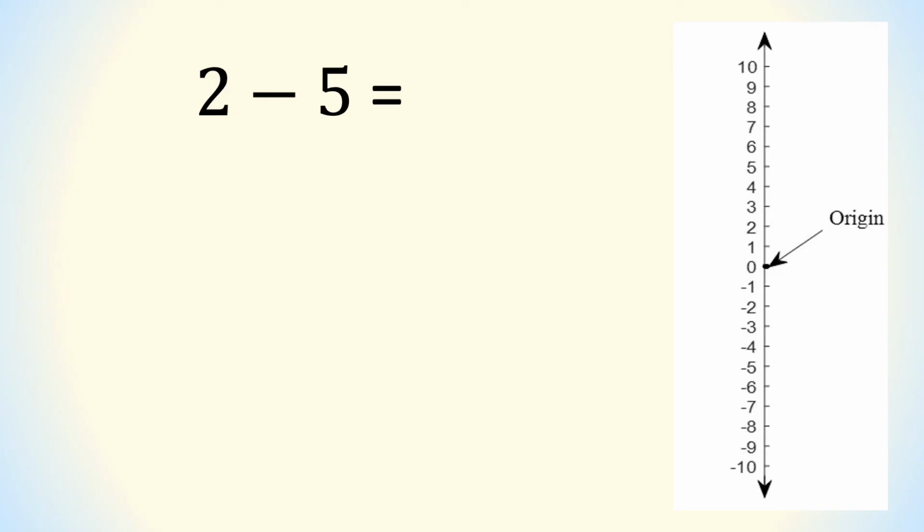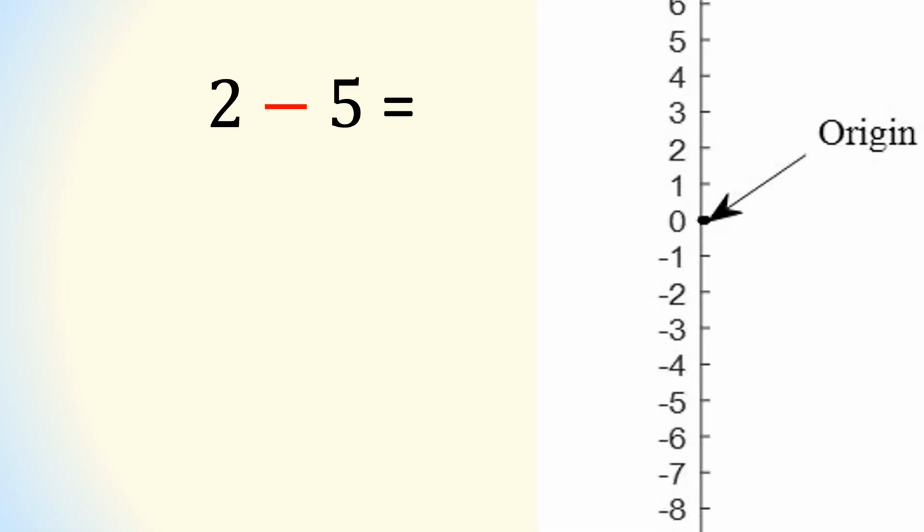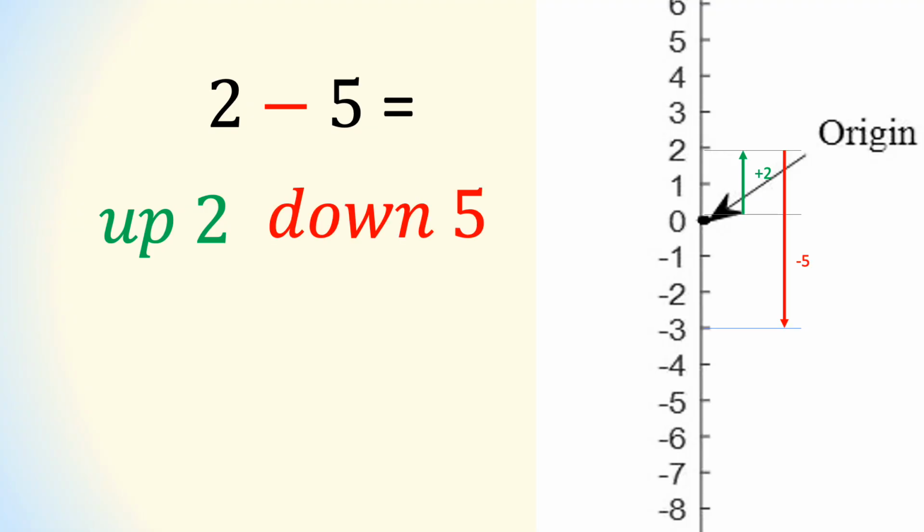Here's another number line problem. We start from the origin and we go up 2, since positive 2 is the first number. So we go up 2. The next number tells us we're going to subtract 5, or go down 5 from 2. So we drop down 5 from 2 and we land at negative 3. Up 2, down 5 equals negative 3.